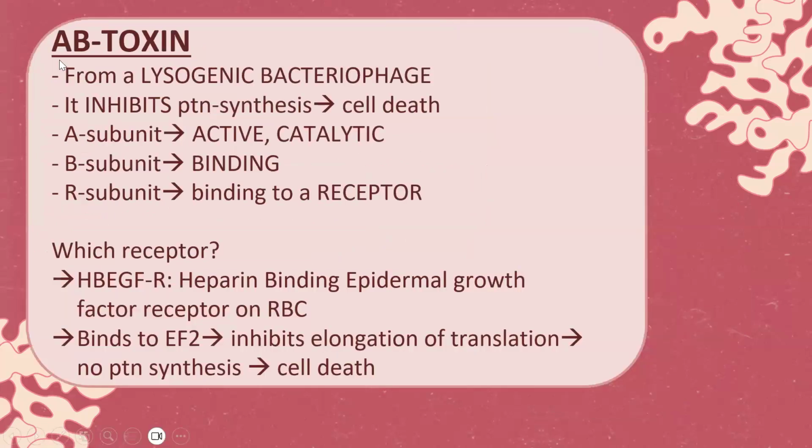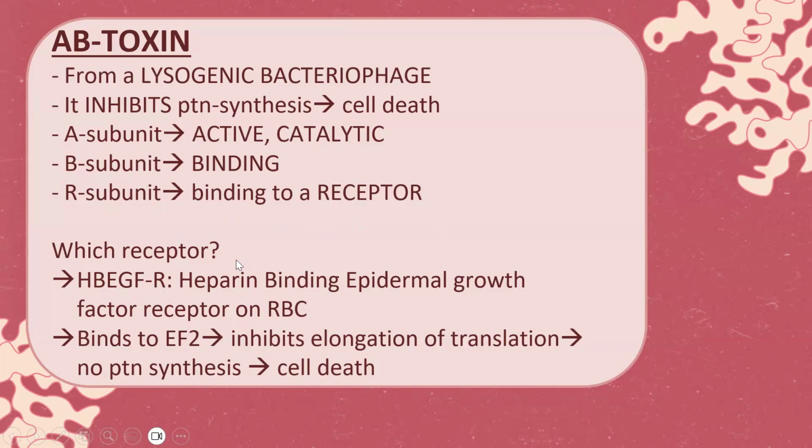Now we said that the disease itself is caused by the exotoxin, which is an AB toxin from a lysogenic bacteriophage. So it got it from a virus. How does this toxin cause the disease? By inhibiting protein synthesis. We have the A subunit, which is the active site, the B subunit, which is the binding site, so it binds to the cell, and then we have the R subunit, which is the receptor binding site. Which receptor does it bind to? It binds to the heparin-binding epidermal growth factor receptor.